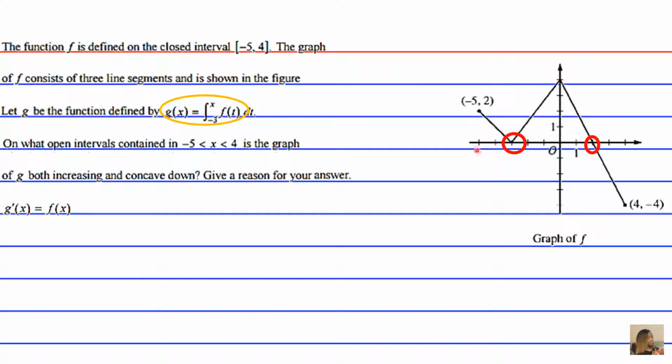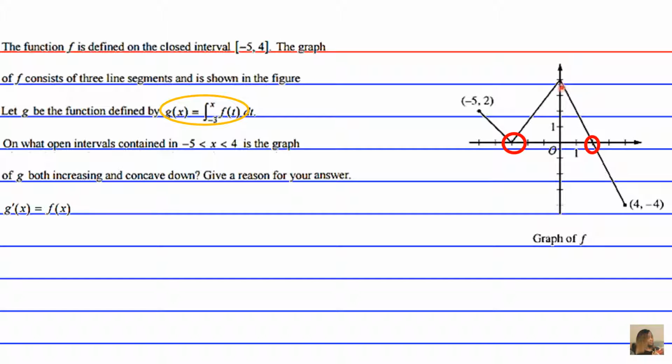Wherever g prime of x is equivalent to 0, these are critical points. They could be maximums or minimums, but that's not what we're really looking for here. We're looking for points of inflection. Before this critical point, we see that the slope is decreasing but positive. And we see after the critical point, the slope is increasing, but positive as well. So that's going to tell us a lot.